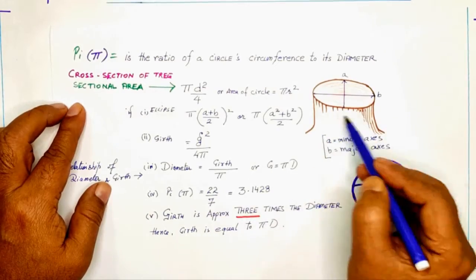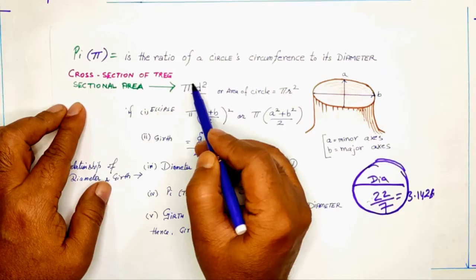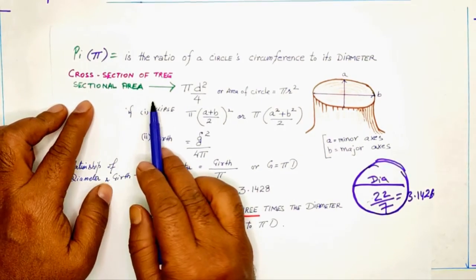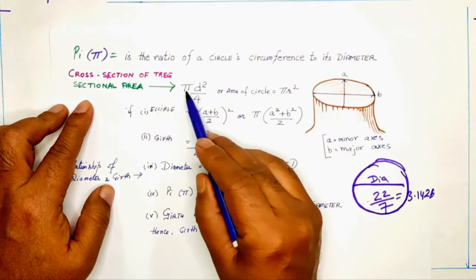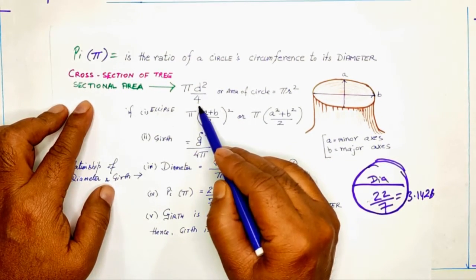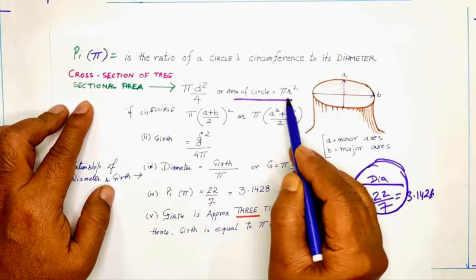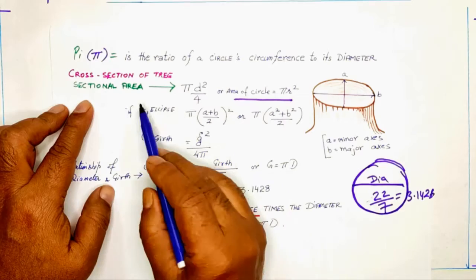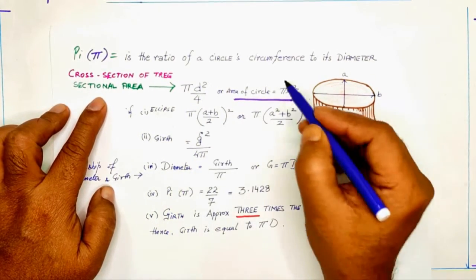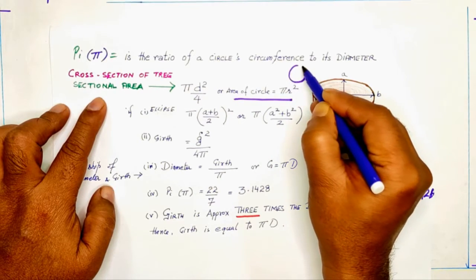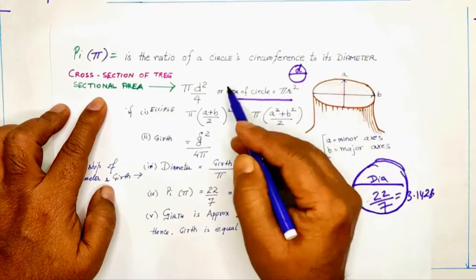Now we'll come to the cross section of a tree. What is the cross section of a tree? If we get the diameter, we can calculate the cross section or area of a tree. Let's take first the circle. The area of a circle is pi d square over 4, where d is the diameter. Or the area of a circle we can take as pi r square. Generally we take pi d square over 4 when it is a true circle, with one d here, and we square it.